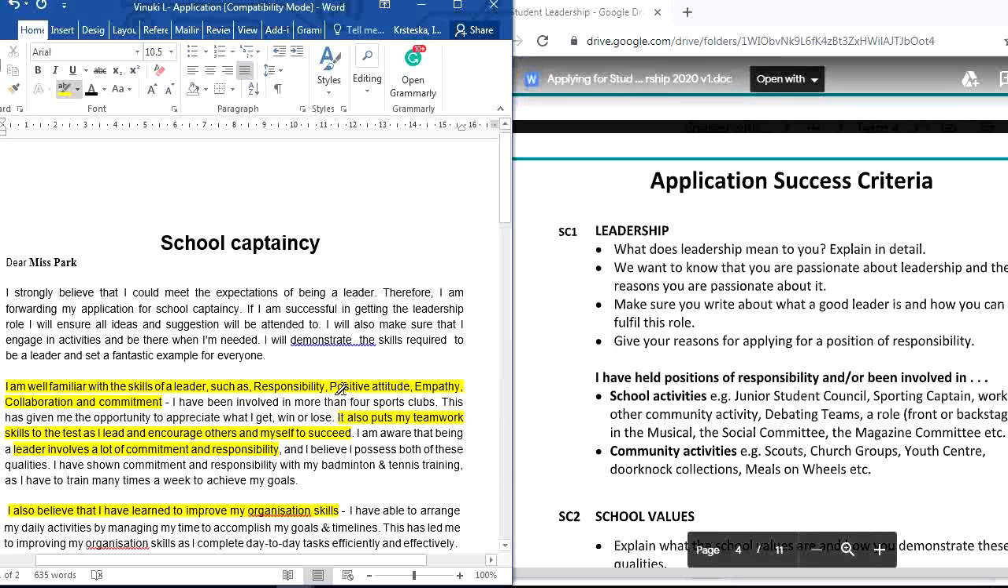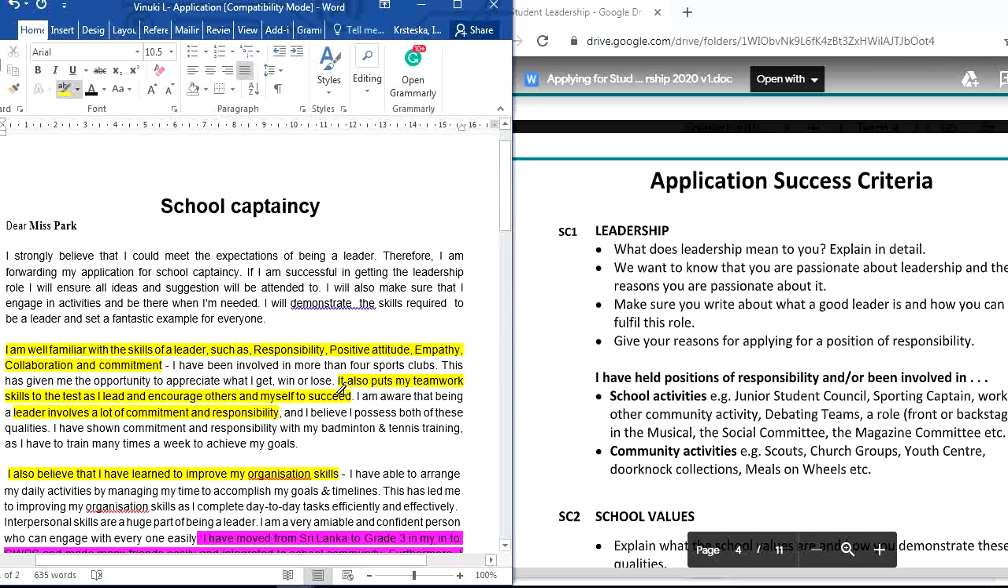What I've got here is an application from a past student, and I'm going to model to you how you need to do your learning task when you have the application success criteria and an application. And what you're doing is you are looking for how the student demonstrated the use of the success criteria. Okay, so where in their application are they showing the different sections of the criteria?